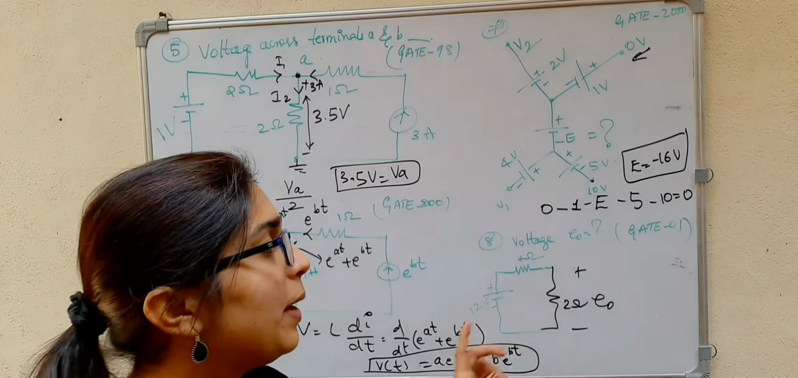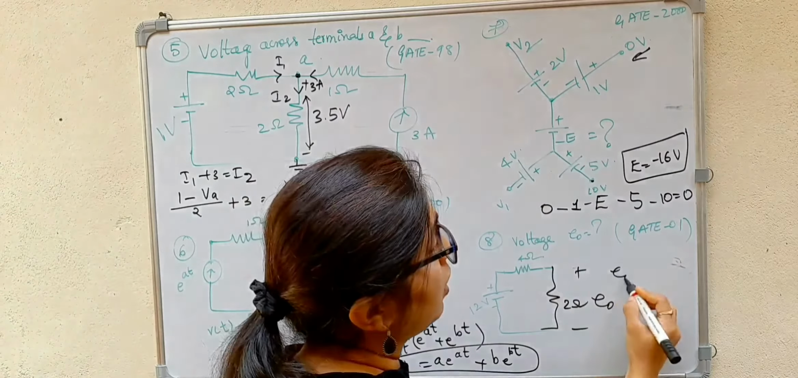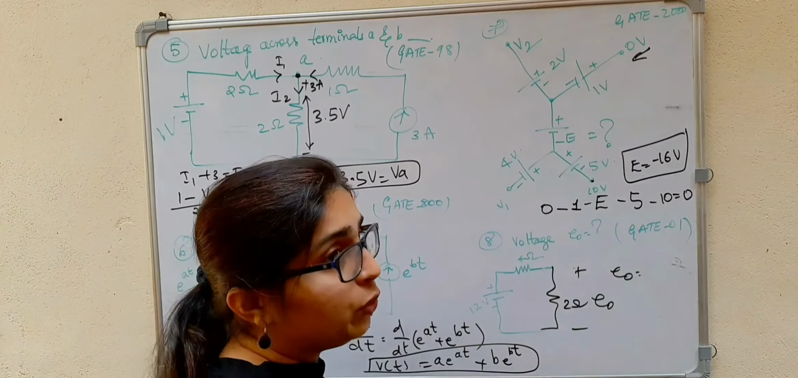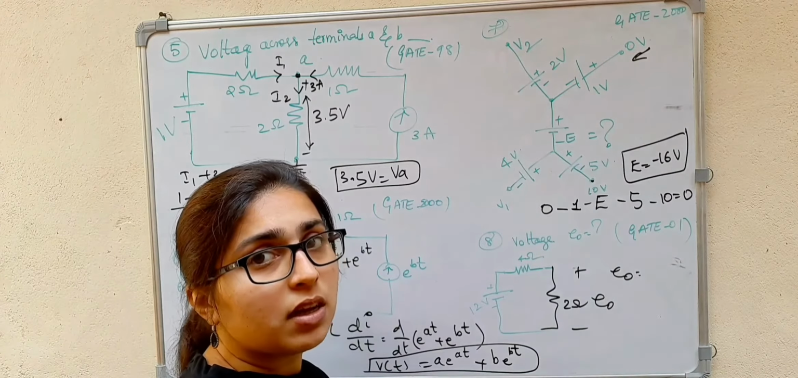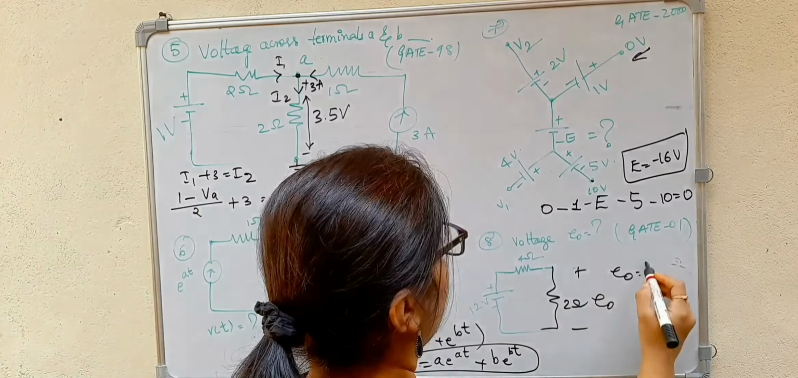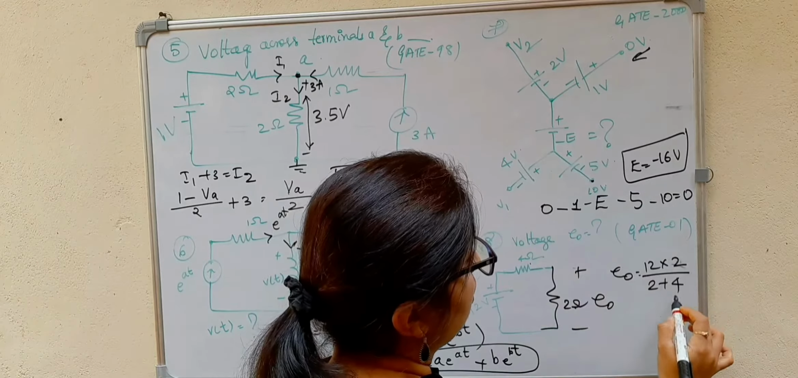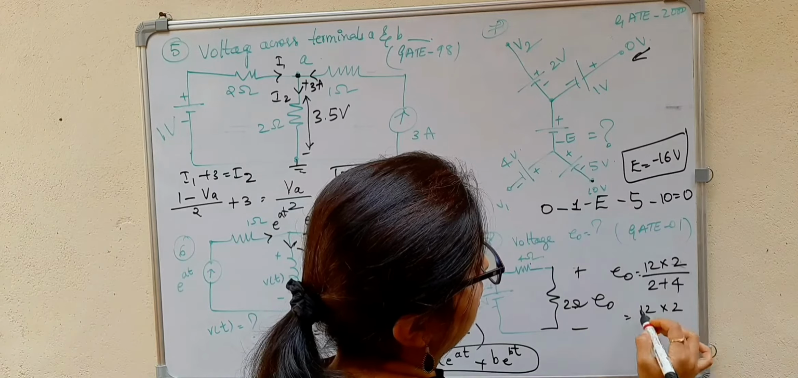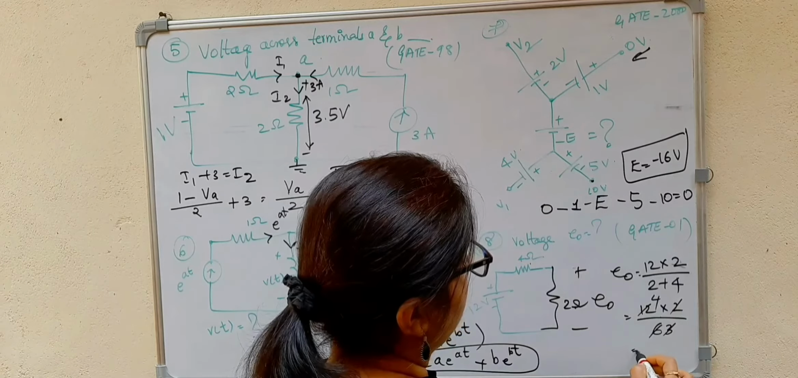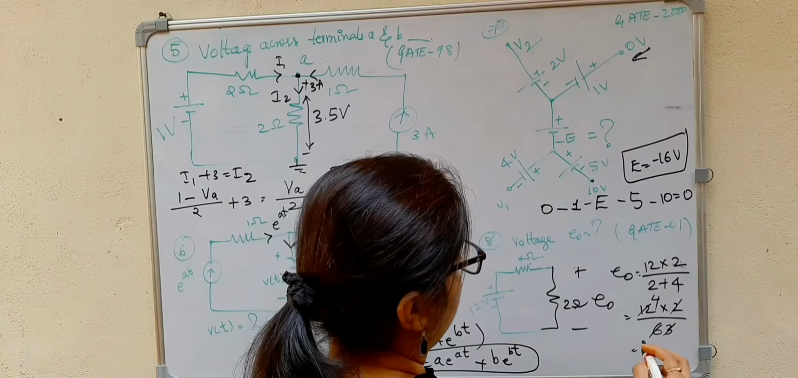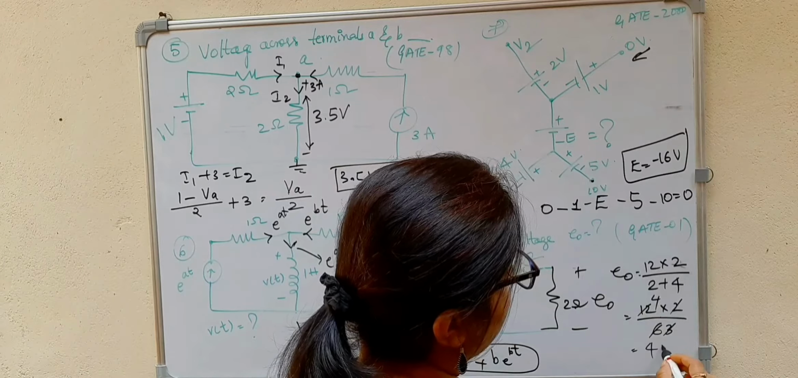Now by the potential divider or voltage divider rule, I can find E0. You know that is equal to V into R2 divided by R1 plus R2. So it is 12 into 2 divided by 2 plus 4. 12 into 2 divided by 6. Okay. That will be equal to 4 volts.